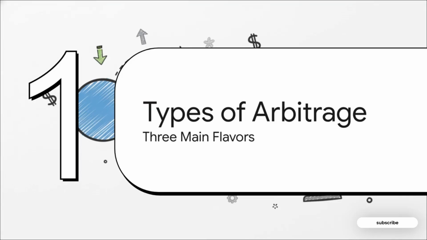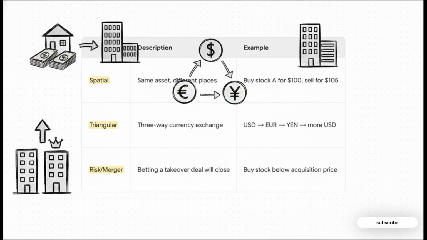All right, so this whole idea isn't just one simple trick. It actually comes in a few different flavors, if you will. Let's break down the three main types of arbitrage you'll hear about. First up, you've got spatial arbitrage. That's the classic one we've been talking about. Buying a stock on one exchange and selling it on another.